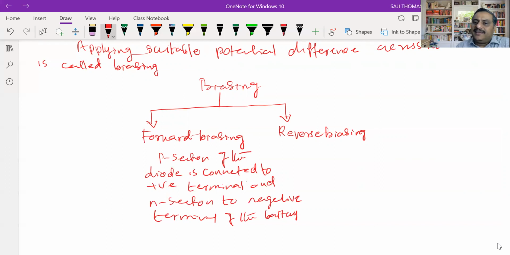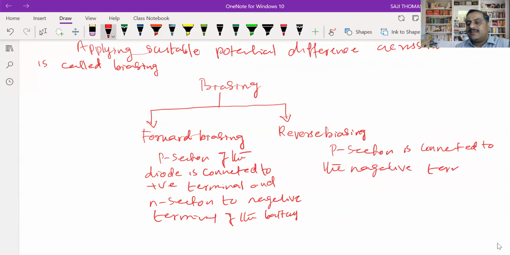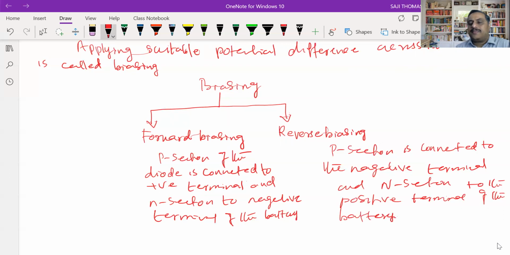And reverse biasing. Here P section is connected to the negative terminal and N section to the positive terminal of the battery. These are the two types of biasing.